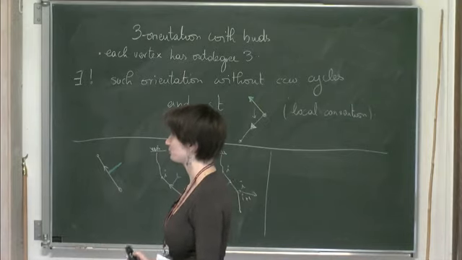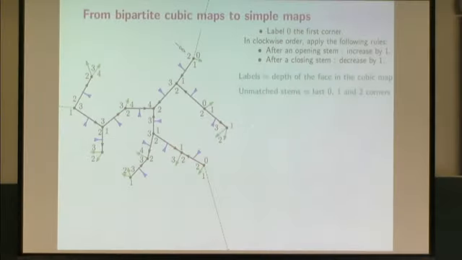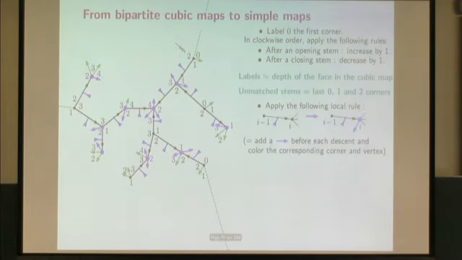Okay, so now, the 3 unmatched stems I had before are exactly the last corners labeled respectively 0, 1, and 2. So now what I'm going to do is to use these labels to insert new opening stems. And the way we're doing that is we're going to add a purple opening stem before each descent in my labeling of corners.